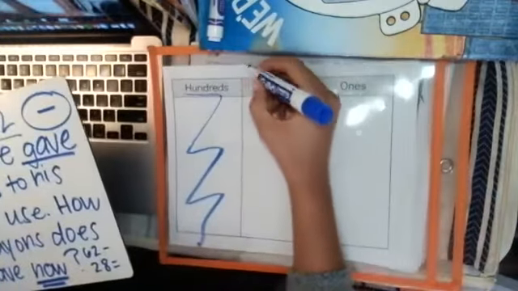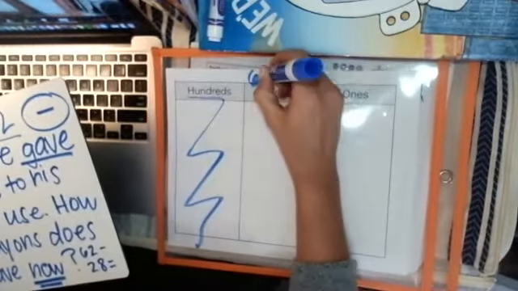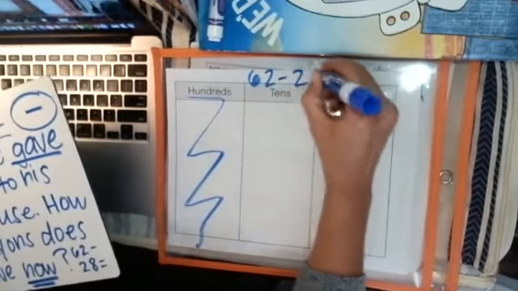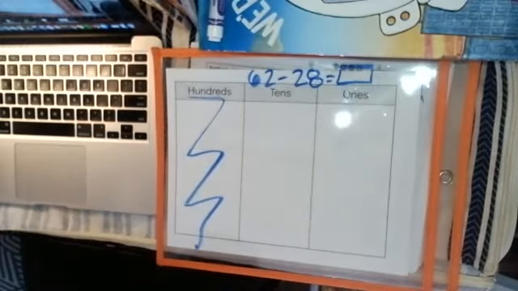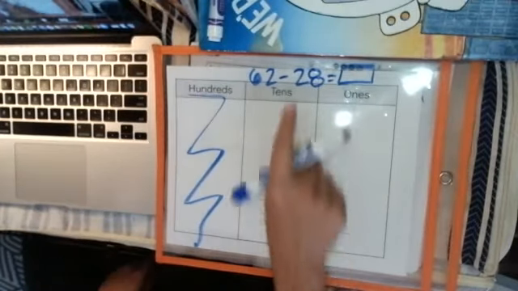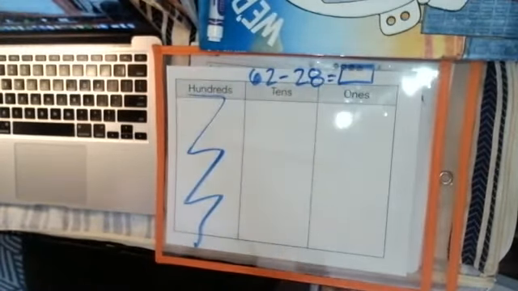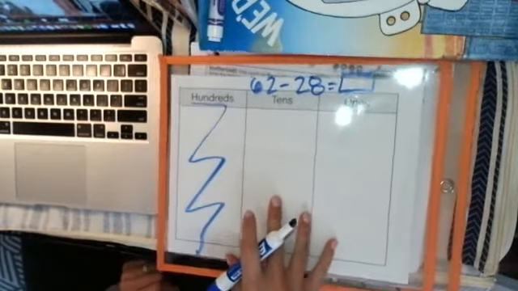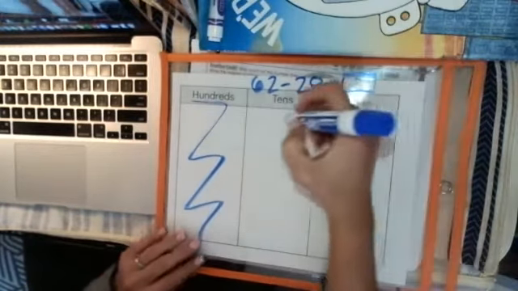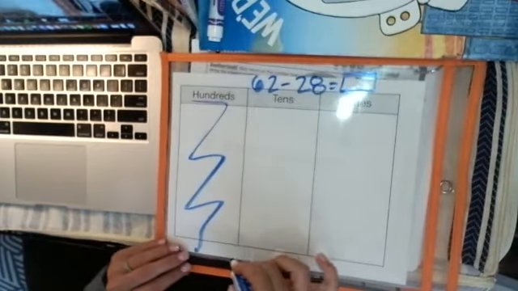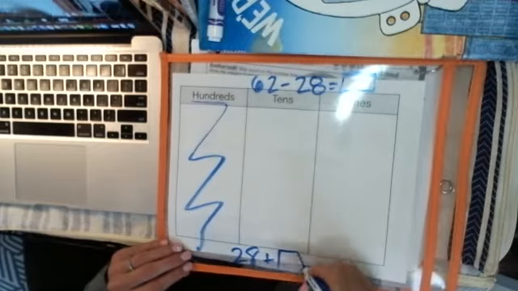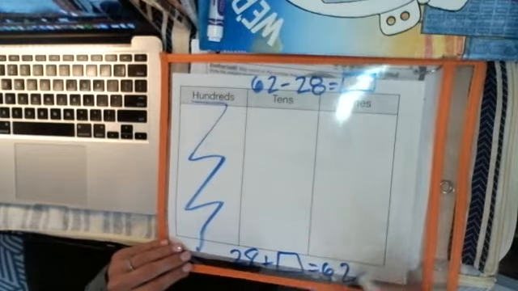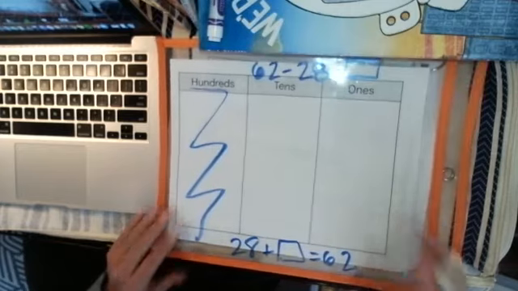So I'm going to write that down on the top of my paper. 62 minus 28 equals blank. We don't know what it equals, right? We can also rewrite our subtraction equation as a change unknown. We like to do that to make sure that we are understanding the numbers. So we could also write this as 28 plus what equals 62. That's just another way to represent the same equation. So let's go ahead and get started.